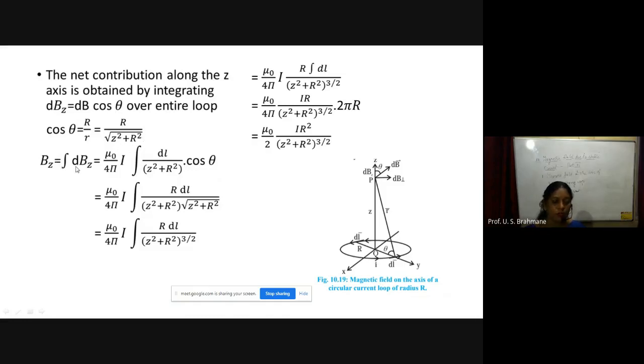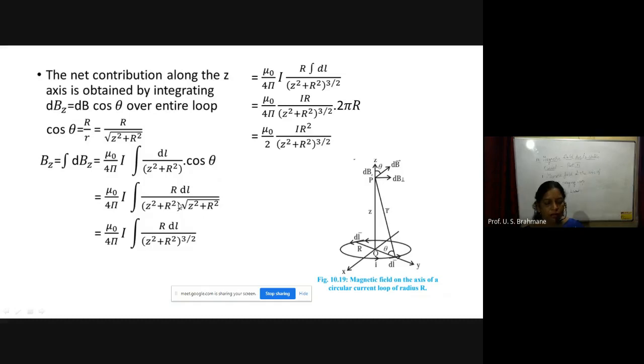Now Bz is the integration of all the dBz along this axis. So Bz equal to integration of dBz, that is equal to mu 0 upon 4 pi I integration of dl upon z square plus r square dot cos theta. Now that is equal to mu 0 upon 4 pi I, and integration again R dl upon z square plus r square. Now for cos theta you're going to write what? r upon under root of z square plus r square.